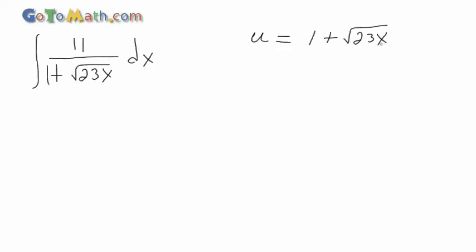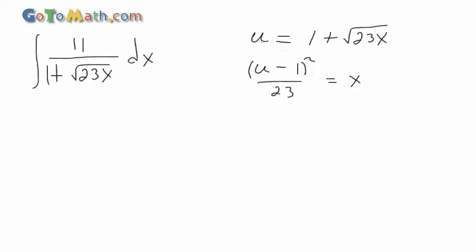So this is change of variables, and what are we going to do next? Let's solve for x in this equation, because we're going to need that. So u minus 1, and then of course we've got this square root, so we'll want to square it, and then take that 23 and put it down here like that. Alright, so that's what we'll do there.